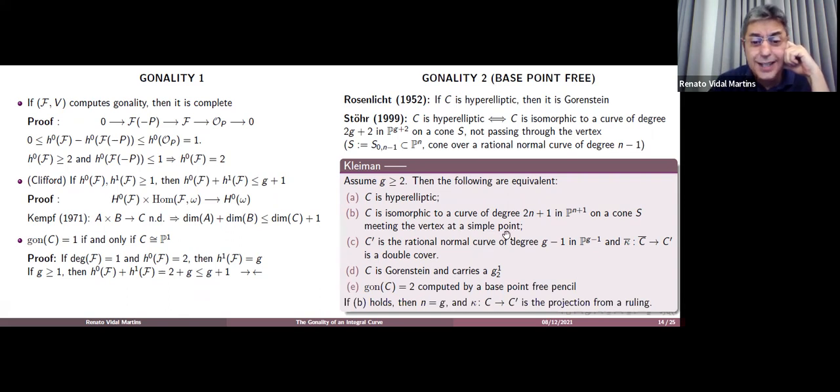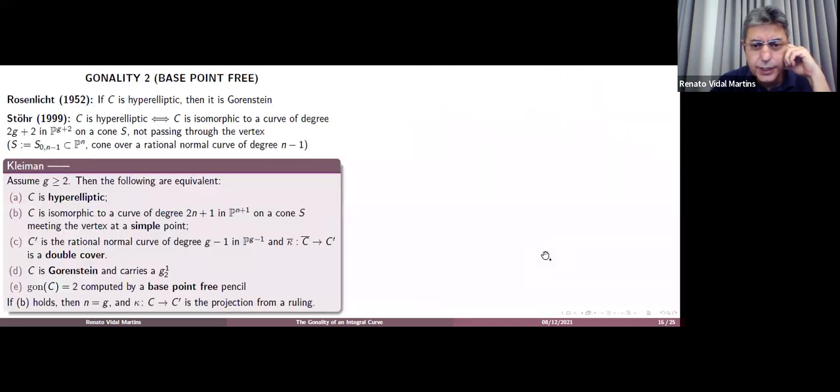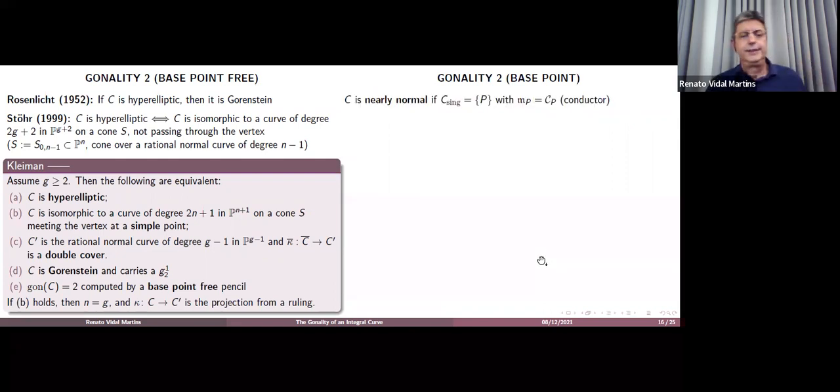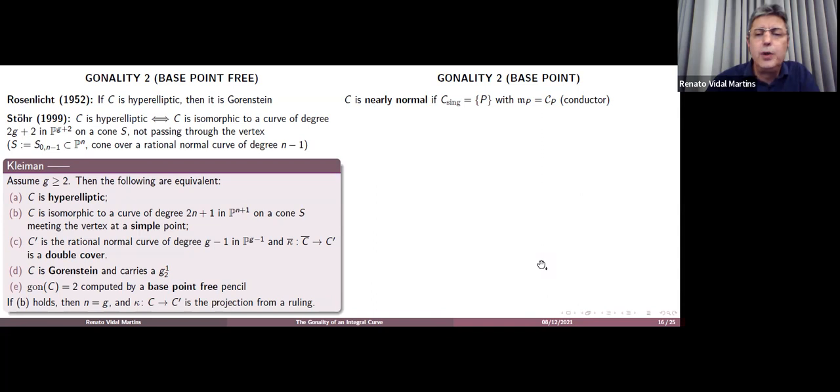Now I'm going to highlight some words here. Here we go. Hyperelliptic, simple, double cover, Gorenstein, base point free. Why so? Because this result is going to have a sibling, an equivalent for gonality 2 with a base point. So before that, let's define C nearly normal if it has just one singular point P, where the maximal ideal m_P is the conductor.